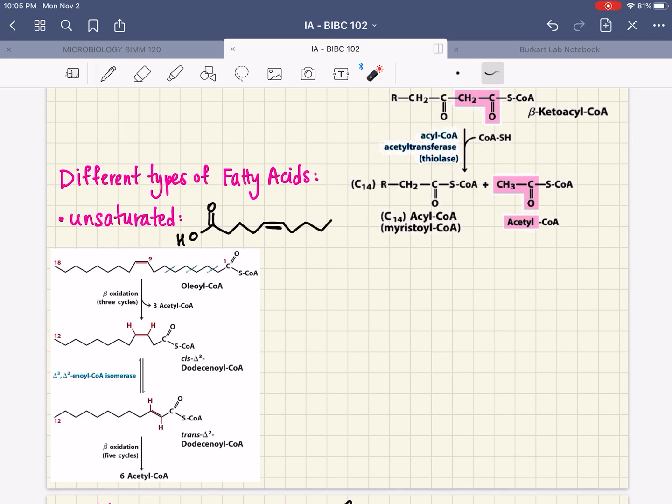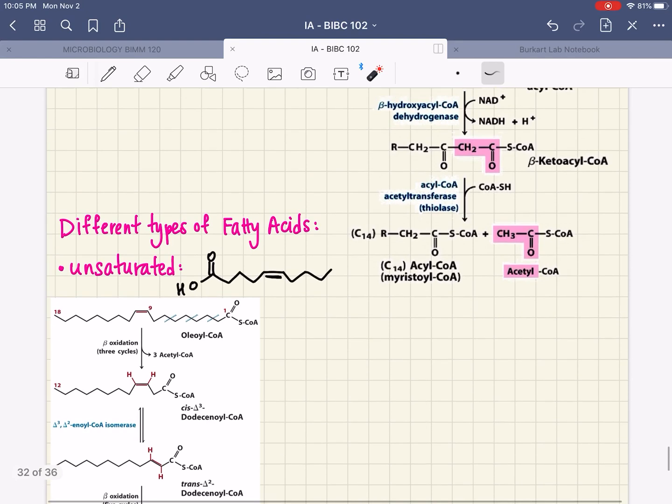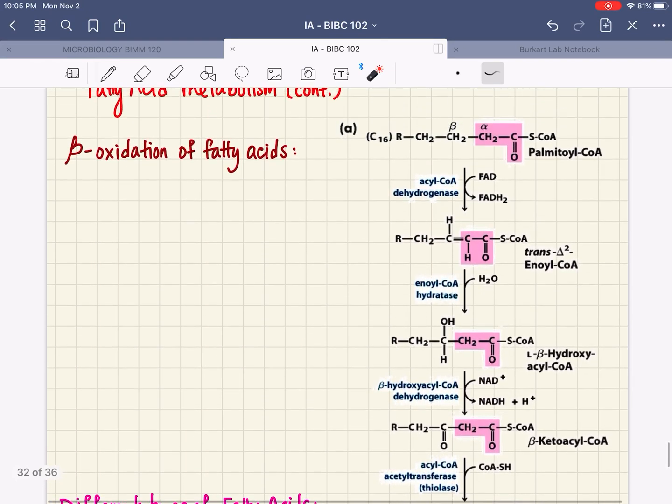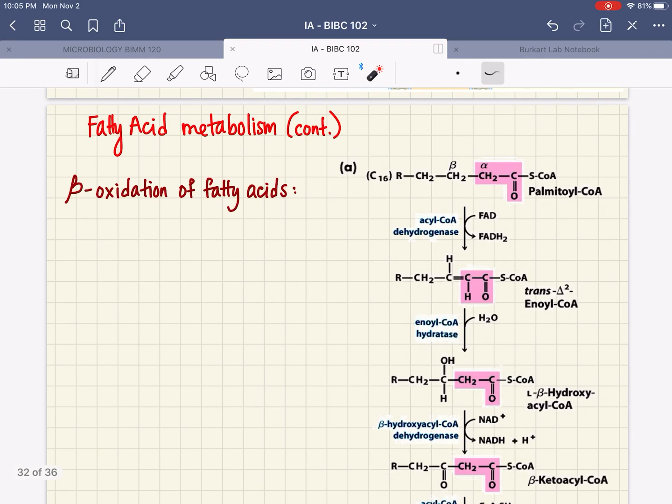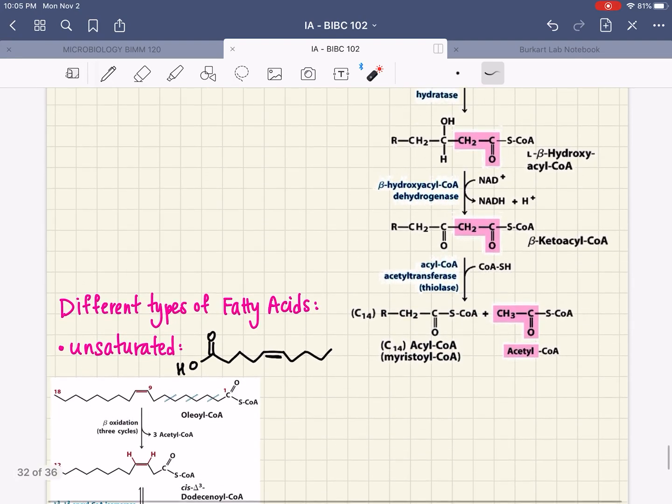So in the previous video, we finished talking about beta oxidation and how in beta oxidation, fatty acids are broken down into acetyl-CoA molecules. Right, and because acetyl-CoA molecules are 2 carbon molecules, you can see how an even numbered carbon chain in the fatty acid will be evenly broken down into different molecules of acetyl-CoA.